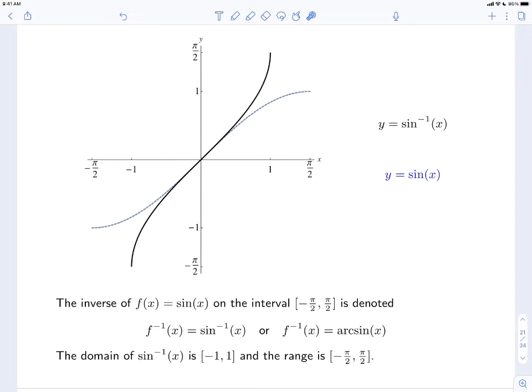The domain of inverse sine of x is minus 1 to 1. That's because that's the range of sine. So the range of sine becomes the domain of sine inverse, and the domain of sine becomes the range of sine inverse. So the range of sine inverse is minus pi over 2 to positive pi over 2, because that is the restricted domain of sine.